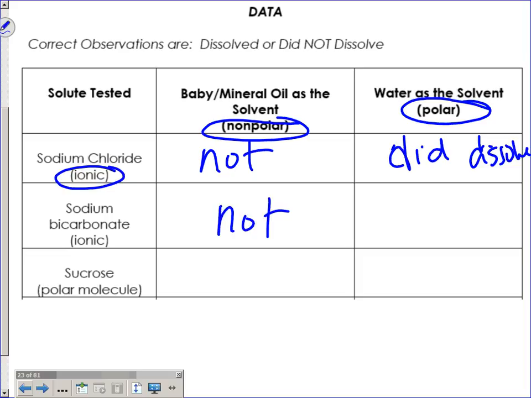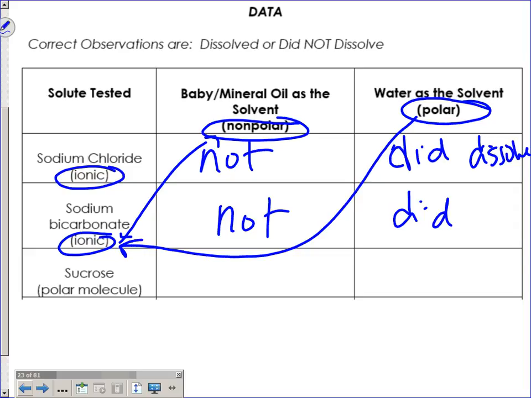And why? Can you guys tell me why it didn't? It's ionic. Okay, why wouldn't it dissolve in this one? Right, the non-polar nature of that solvent means that they don't like to dissolve in one another. What about in the polar solvent water, yay or nay? Give me some thumbs. Yes, okay, great. It did dissolve, and that's because of the nature of the solvent being polar, which dissolves ionic substances really well.